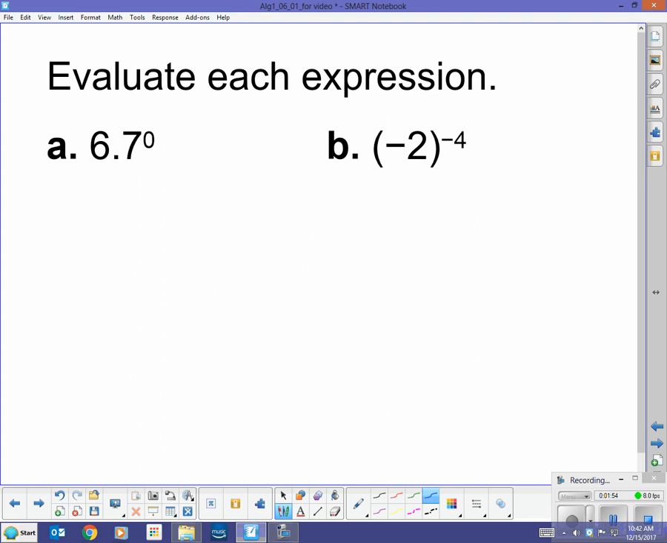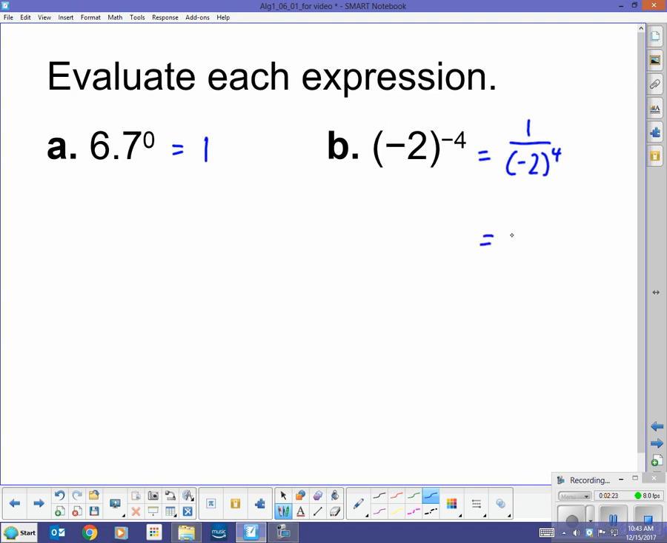Let's take a look at a couple expressions here. First, we have 6.7 to the power of 0. Well, any number to the power of 0 is going to equal 1. So that one is just 1. For B here, negative 2 to the power of negative 4, well, that's going to equal 1 over negative 2 to the 4th power.